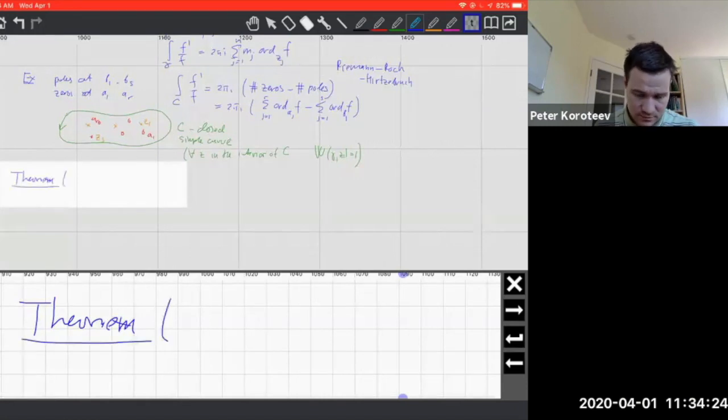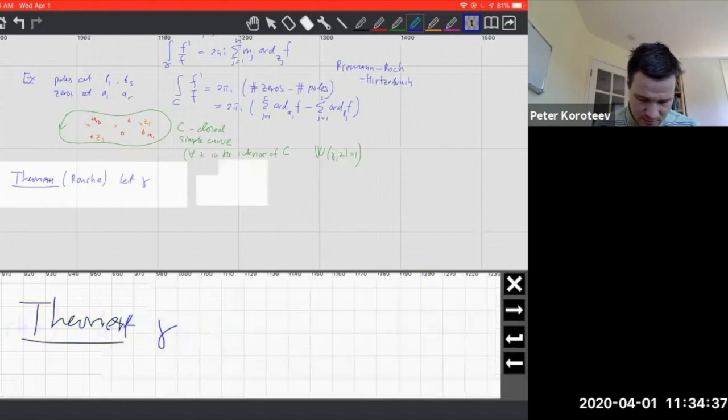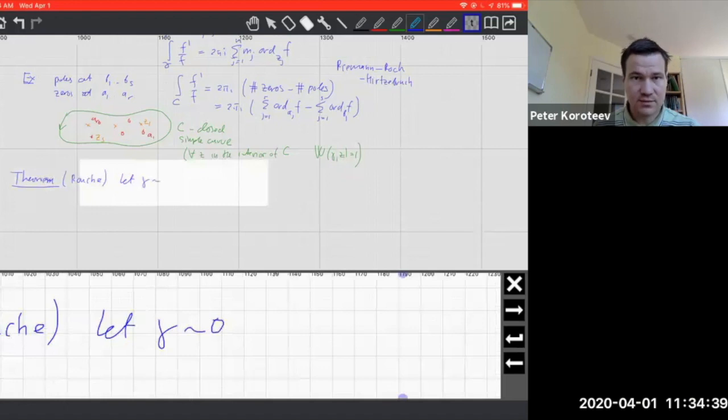This is due to Rouché, or Rouché, I should say Rouché's theorem. Okay, so let gamma be a chain, a path. Here it will be simple. It will be a path, right?